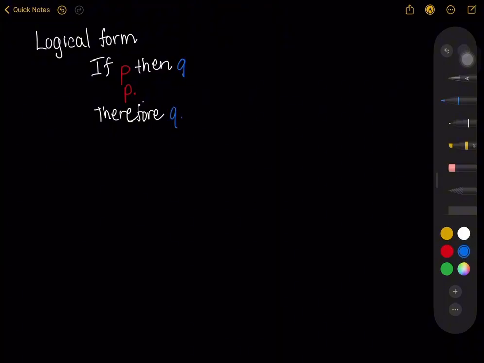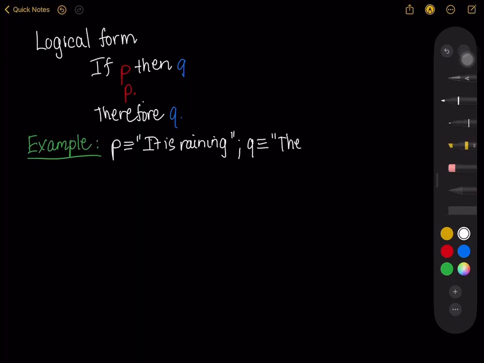Okay, let's look at one example. Let's say if it is raining, then the ground is wet. So we're gonna name P as it is raining, and Q as the ground is wet.